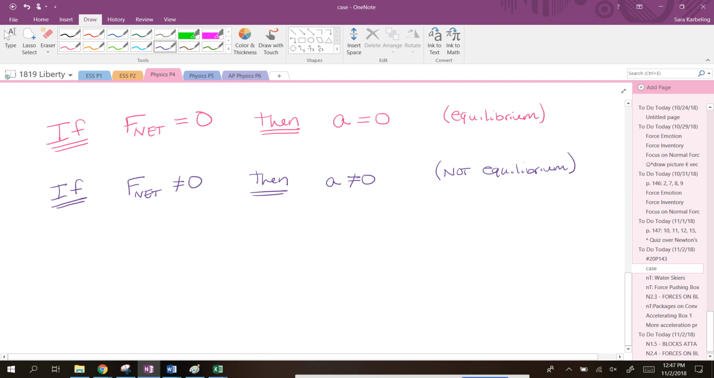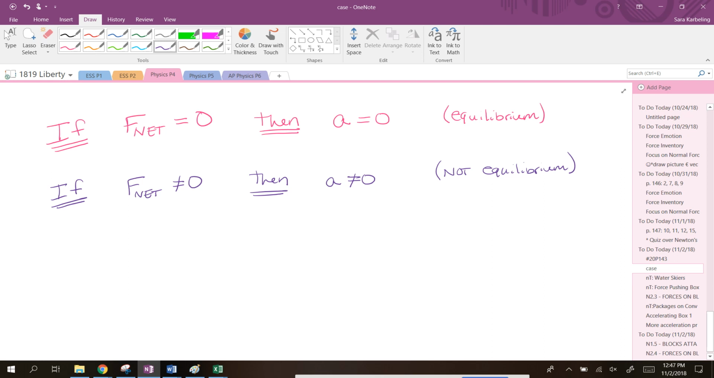How are we doing? Does this make sense to you, based on the stuff we just talked about? This right here is Newton's first and second law. That's it. That's all you need to know. That is Newton's first and second law.